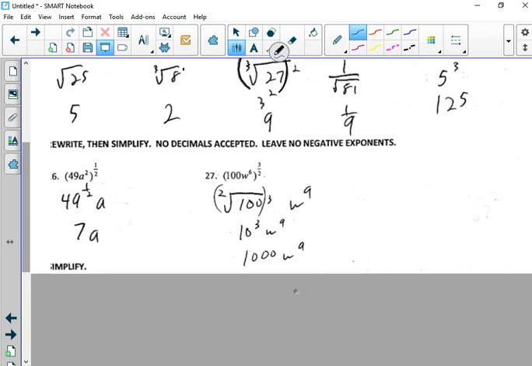Okay, remember, very important, this is a 1. So you send the 1/2 here and here. 49 to the 1/2 means the square root of 49, which is 7. Half of 2 is simply 1, so it's 7a.